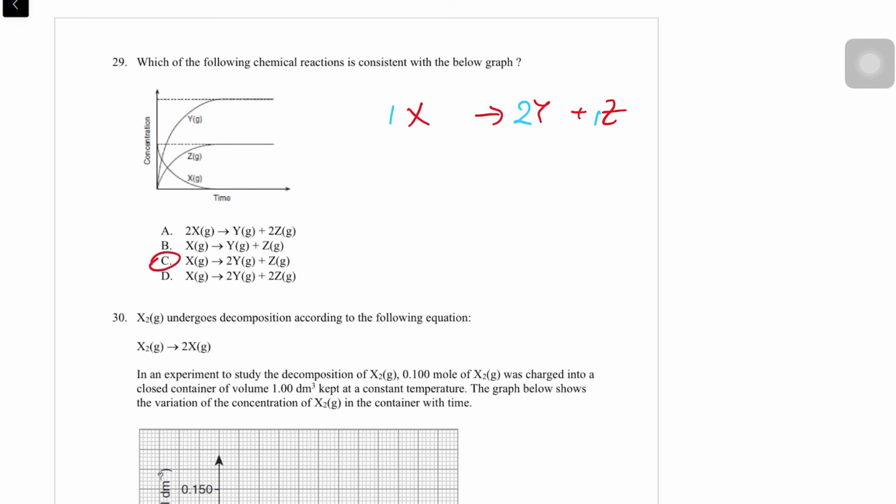So this is our answer, C, because this is from the mole ratio or concentration.